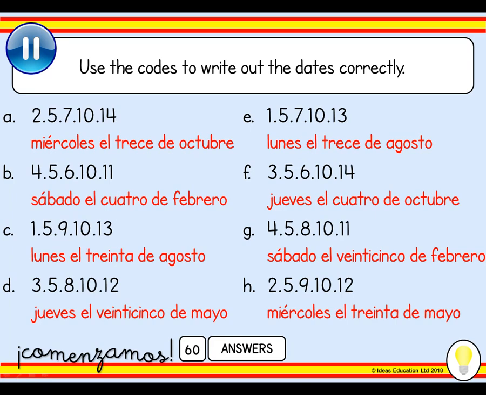So, letter A, miércoles el 13 de octubre. Letter B, sábado el 4 de febrero. Letter C, lunes el 30 de agosto. Letter D, jueves el 25 de mayo. Letter E, lunes el 13 de agosto.